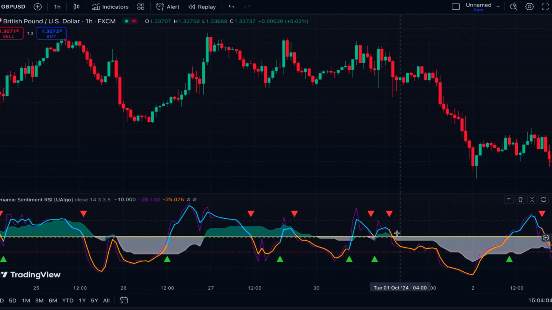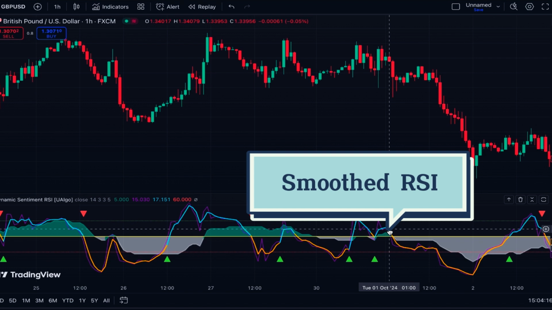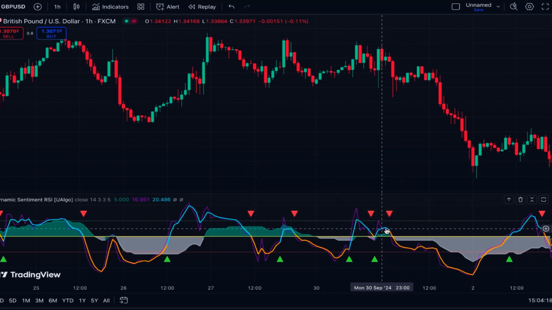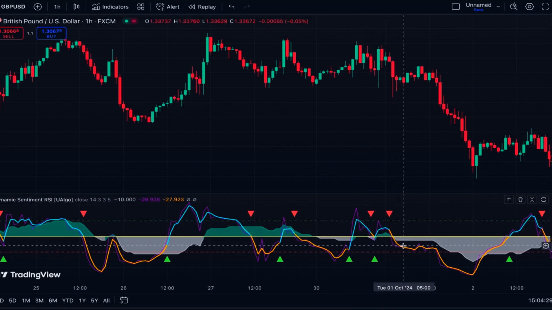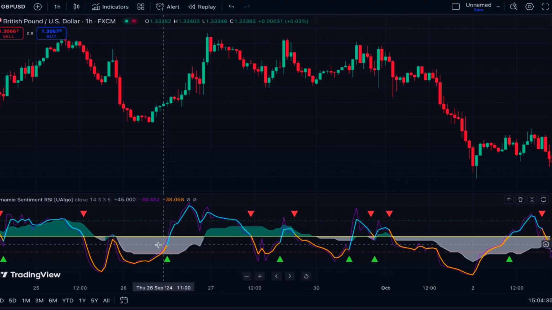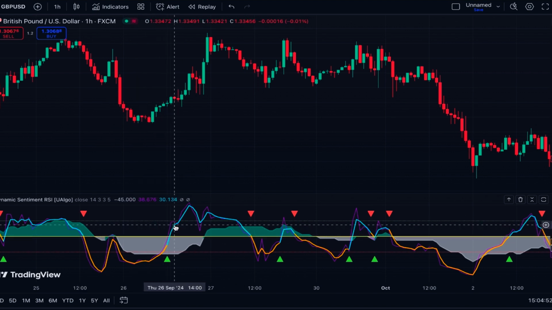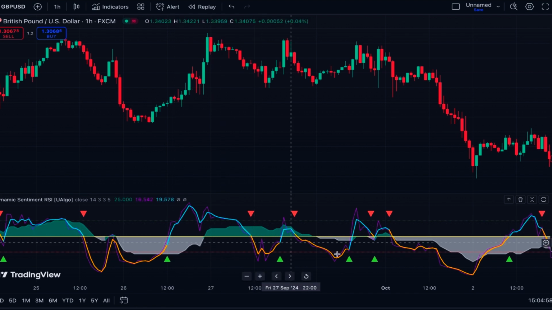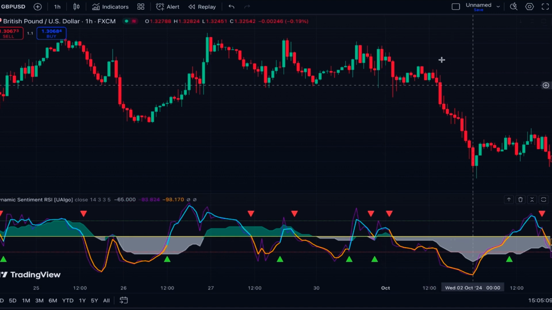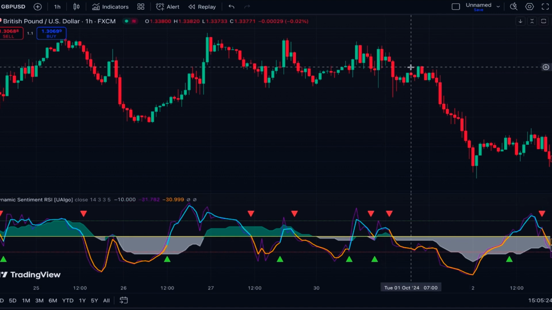And we have this line, which is smoothed RSI, and as you can see, it changes color between blue and orange, which depends on being bullish or bearish. Blue is bullish and orange is bearish. The crossover of this line above or below the center line is important because when it crosses above the center line, it shows that bullish momentum is building and it can be a potential buy signal, and when it crosses below the center line, it shows that bearish momentum is building and it can be a potential sell signal.